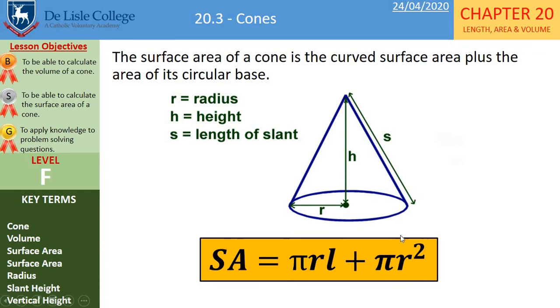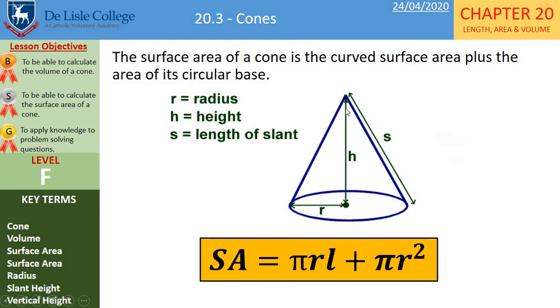Now again, this pi r squared, that's just the area of a circle. We've used that loads, okay? This is the formula to find the surface area of the curved outside face, the one that slants up into the apex. Now what's important here is, what does this L mean? Because actually on the diagram it's called the slant height, okay? So the L is the slant height here.